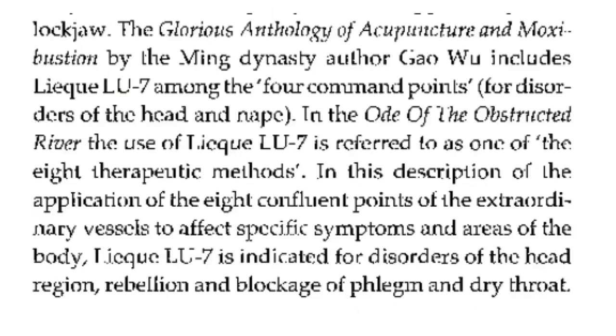The Glorious Anthology of Acupuncture and Moxibustion by the Ming dynasty author Gao Wu includes Lung 7 among the 4 command points for disorders of head and nape. In the Ode of the Obstructed River, the use of Lung 7 is referred to as one of the 8 therapeutic methods. In this description of the application of the 8 confluent points of the extraordinary vessels to affect specific symptoms and areas of the body, Lung 7 is indicated for disorders of the head region, rebellion and blockage of phlegm, and dry throat.